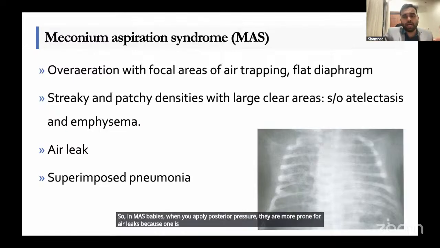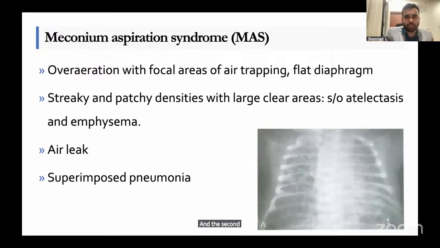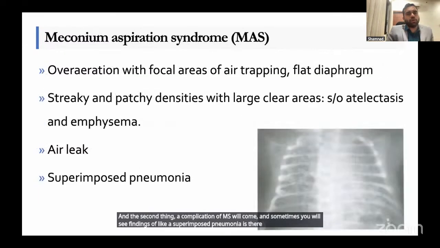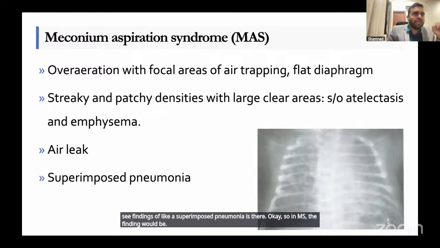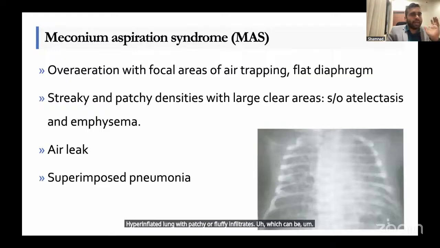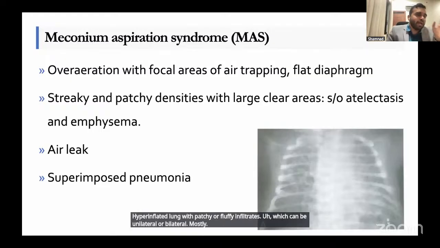One reason is that they already have a hyperinflated lung. And the second thing, complications of MAS will come, and sometimes you will see findings of a superimposed pneumonia. Okay. So in MAS, the finding would be hyperinflated lung with patchy or fluffy infiltrates, which can be unilateral or bilateral. Mostly the findings will be heterogeneous.